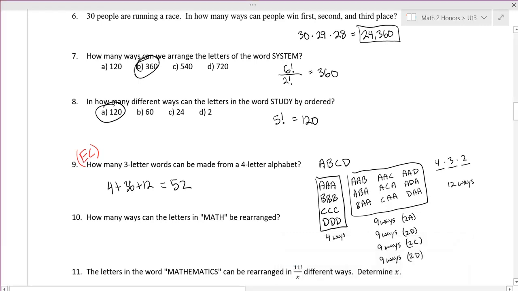And actually, I just found that I made a mistake. 4 times 3 times 2 is not 12. That should be 24 ways. And so I'm going to change that 12 to 24. And instead of 52, we're going to end up with, let's see, 64 ways. That's our answer for number 9.